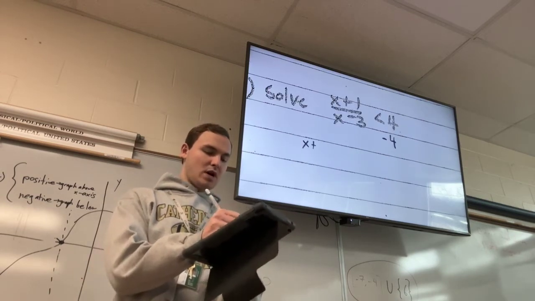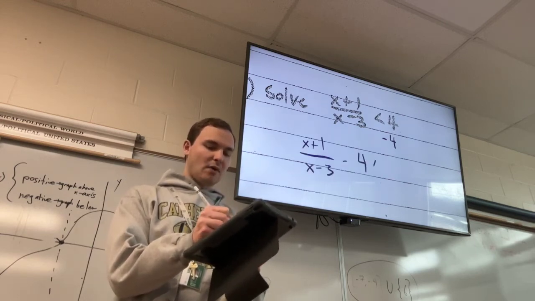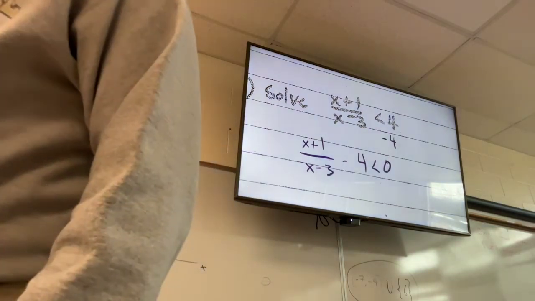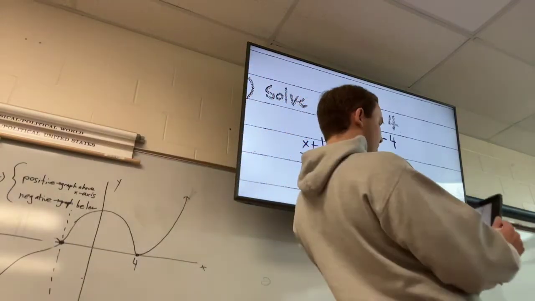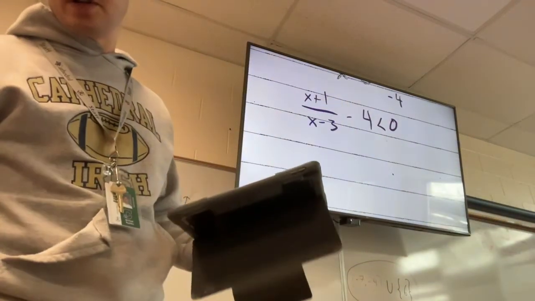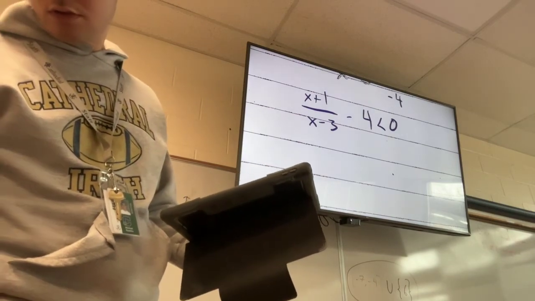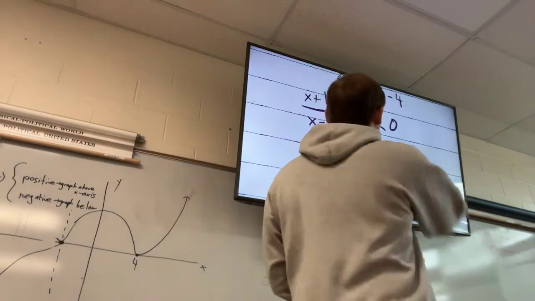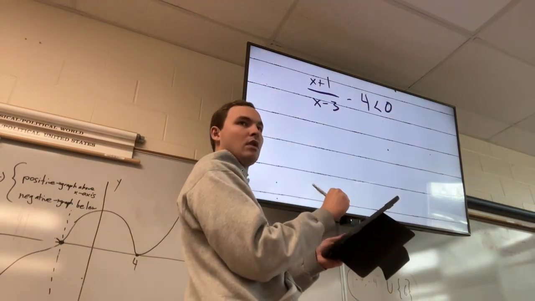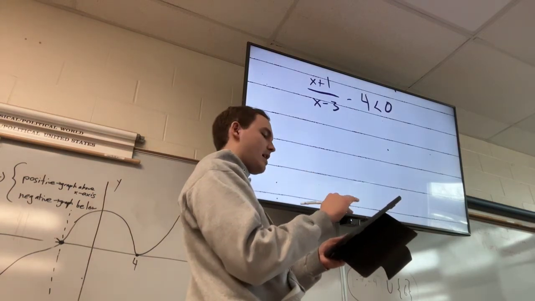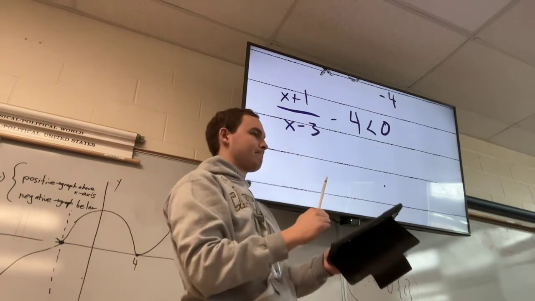So you'll get x plus 1 over x minus 3 minus 4 is less than 0. And then what have we been doing with our rational functions? What do I want to do with that 4? I want my two terms to have the same denominator. How do I give 4 the same denominator as x plus 1 over x minus 3?